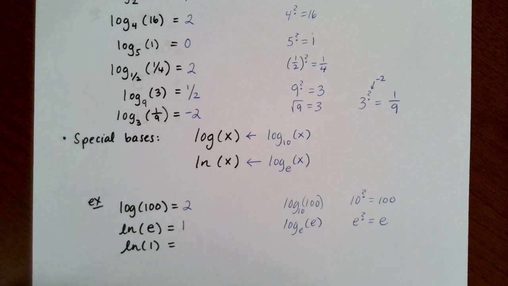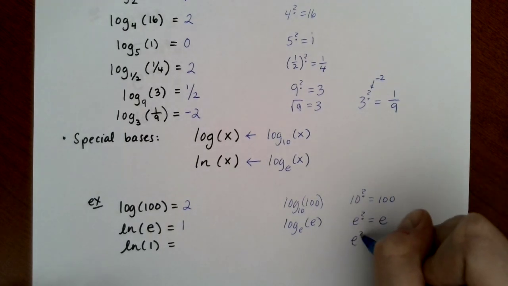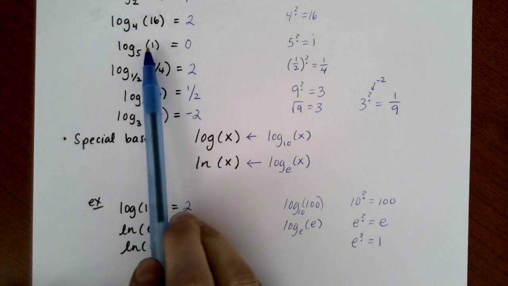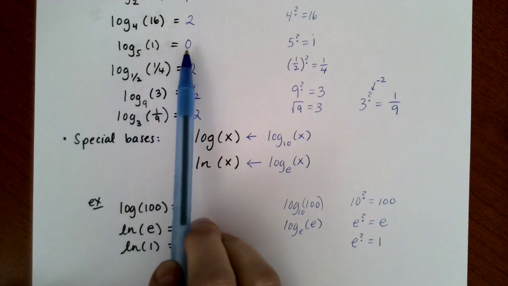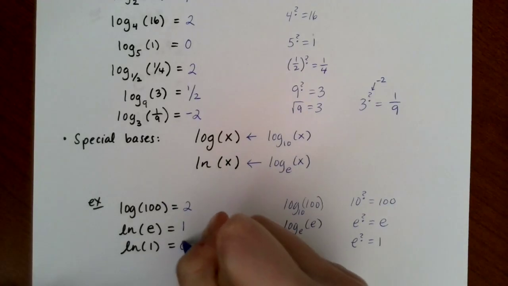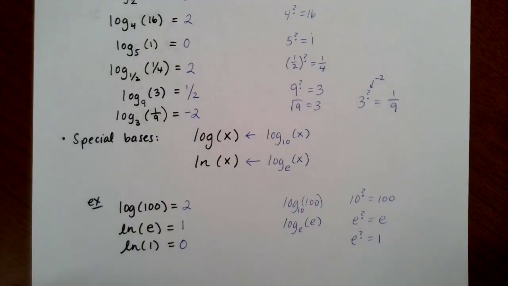The next one, ln of 1, we're saying e to what power gives me 1. And just like above here, we said log base anything of 1 is 0. Same thing here. We know e to the 0 would be 1. So we still have a 0 output here.